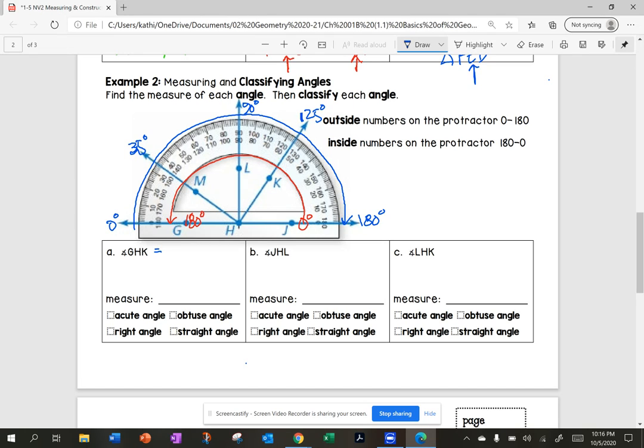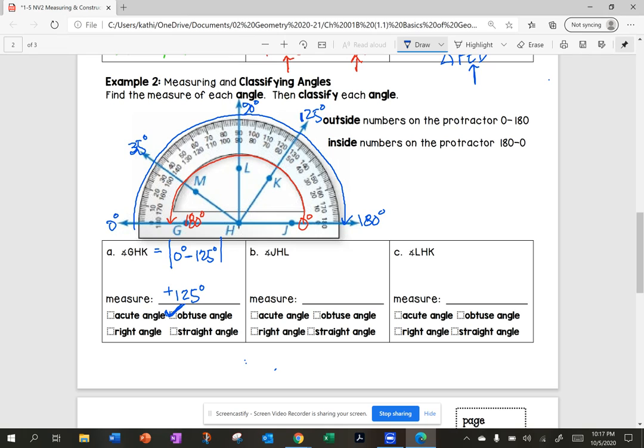So angle GHK has the side with G at 0 and K at 125. So I'm going to take the difference and the positive. So the absolute value of negative 125 is positive 125 degrees. So classifying this, I am greater than 90, but less than 180. So that's an obtuse angle.